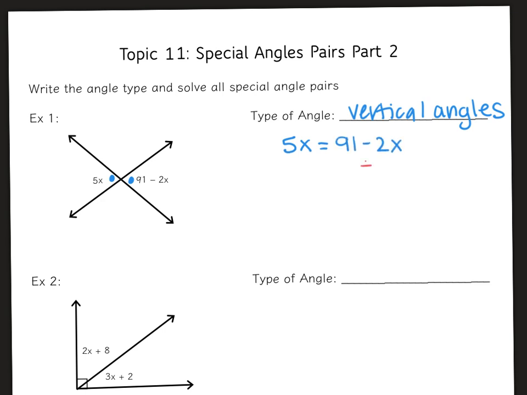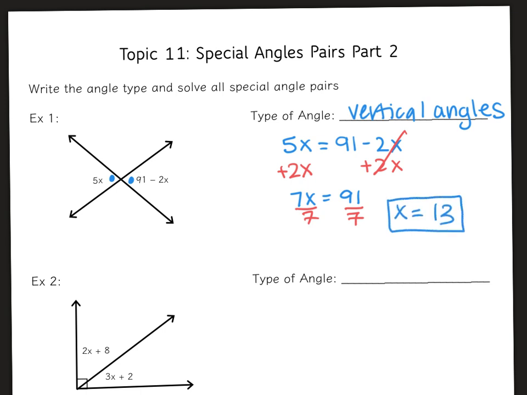So I would add 2x to both sides, making that cancel out. 5x plus 2x is 7x. And then I would divide 7 on both sides. And x would equal 13.